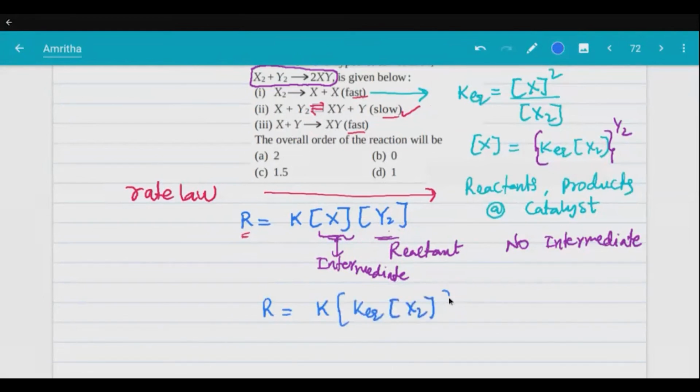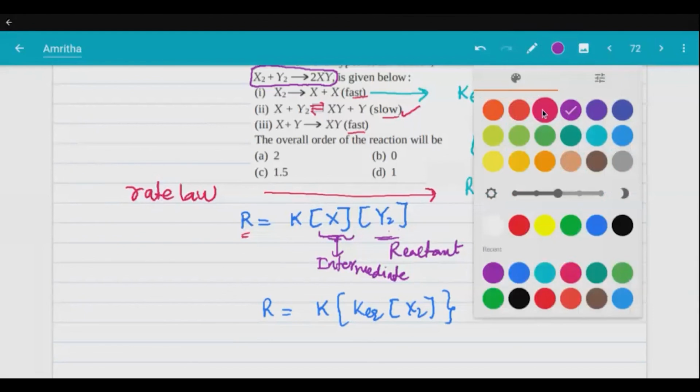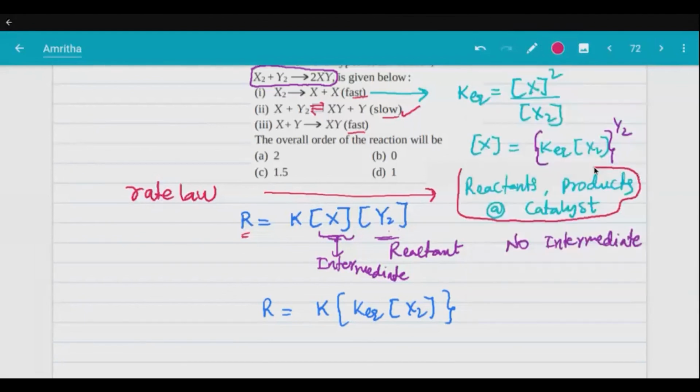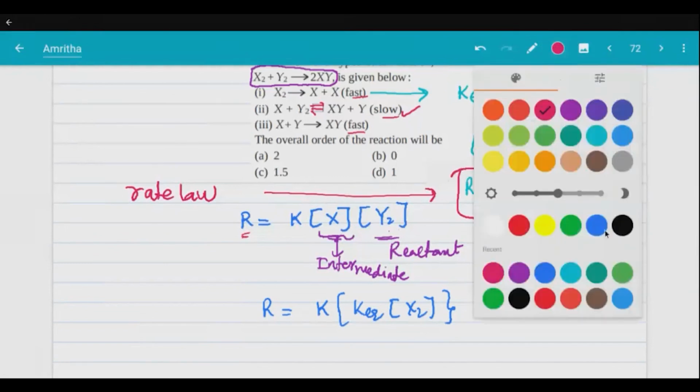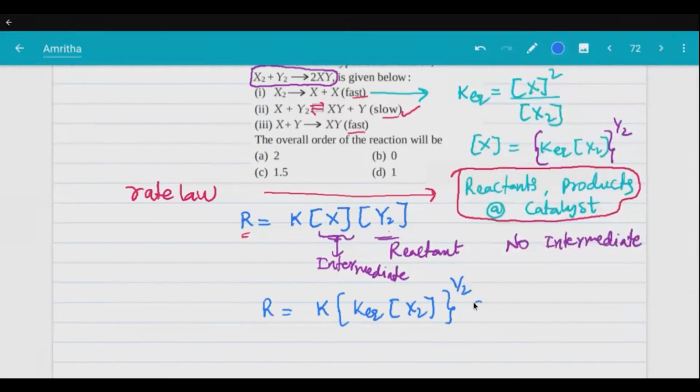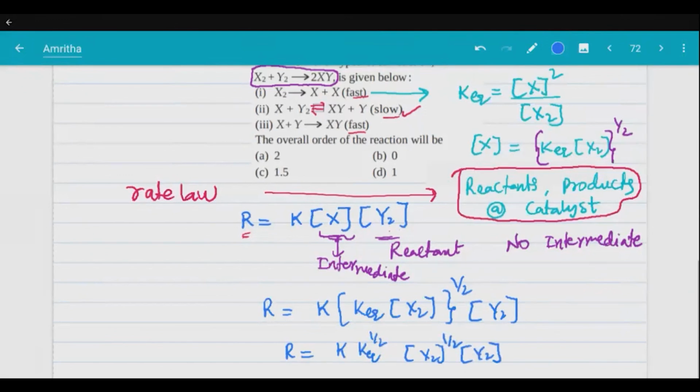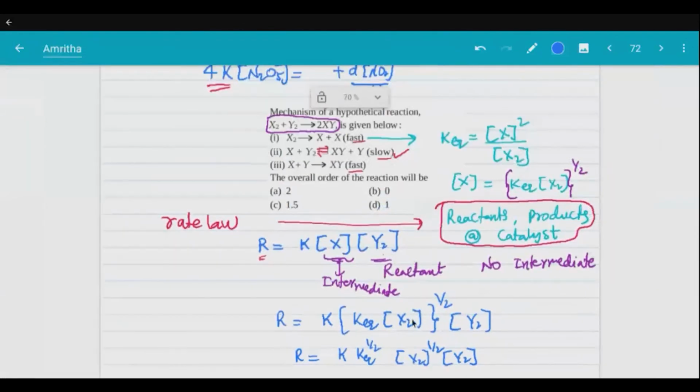And X2. Sir, why are we substituting? Because rate law must contain, I told you, in every rate law, it has to be either reactants, products, or catalyst. So this is power 1 by 2 and Y2. Y2 seems fine, right? Y2 is reactant. No need to remove reactant, but we have to remove intermediate. So rate is equal to K into K equilibrium power 1 by 2, X2 power 1 by 2, Y2 power 1. And K into K equilibrium is just a constant.